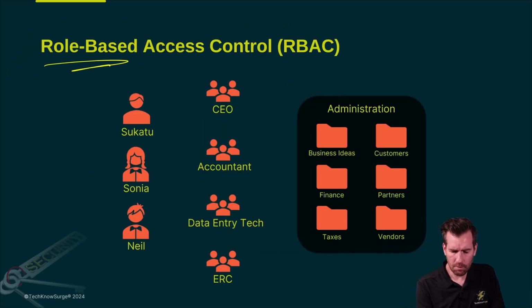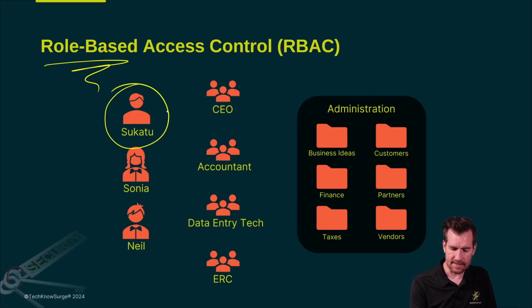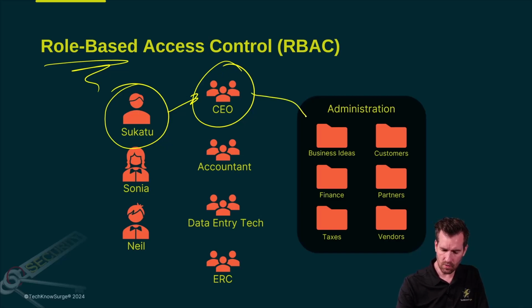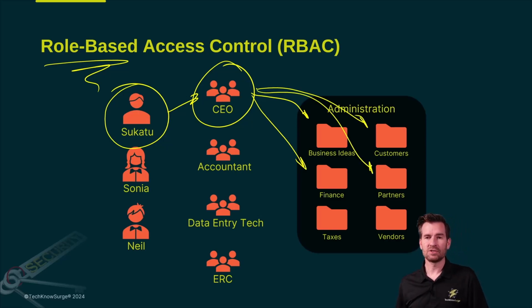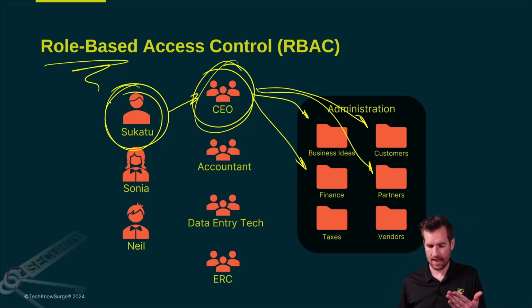Then there's role-based access control. The idea behind role-based access control is that we assign a role to a user, and then that role is assigned to different resources. So let's use an example of Cybersecurity here as the CEO of a company. And so he is given access to certain resources. Maybe it's business ideas, maybe it's finance, customers, partners. So this role has access to the resources, and Cybersecurity doesn't have direct access to those.